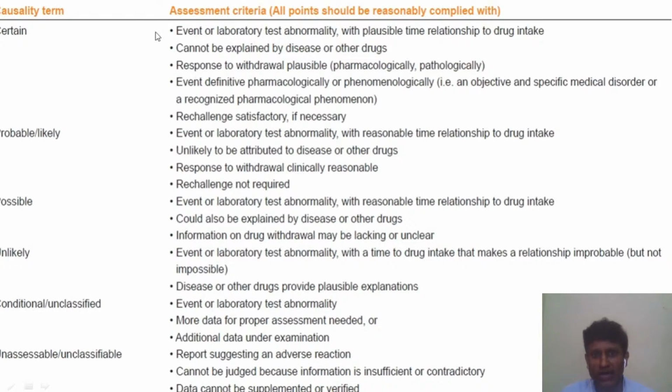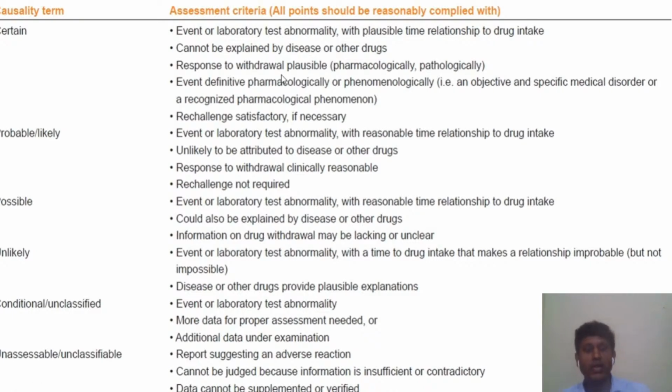Now, I'll go with one, not all of these. For certain, if we need to call this particular reaction a certain one, we need to have a laboratory test abnormality. For example, if I have given a drug and the patient has presented with jaundice, we need to have the bilirubin, mainly direct bilirubin level. This should be correlated with the time that I have given the drug and it has caused some reaction. Then it should not be explained by his own disease. And the third one is response to withdrawal. We call it dechallenge also.